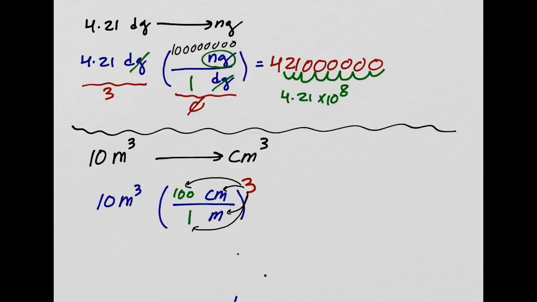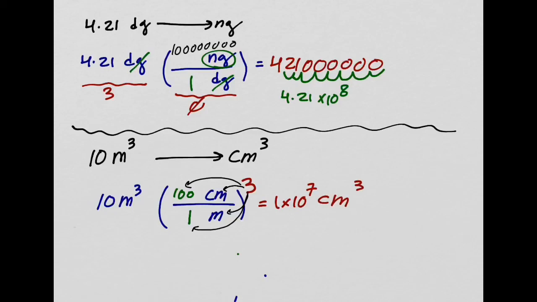All right, so what does that mean? That means to do math, let's do the math together. That means 10 times 100 cubed, because everything is cubed, and then 1 cubed would just be 1. So 10 times 100 times 100 times 100, basically. Now, if I do that, what I end up getting is 1 times 10 to the 7th centimeter cubed.